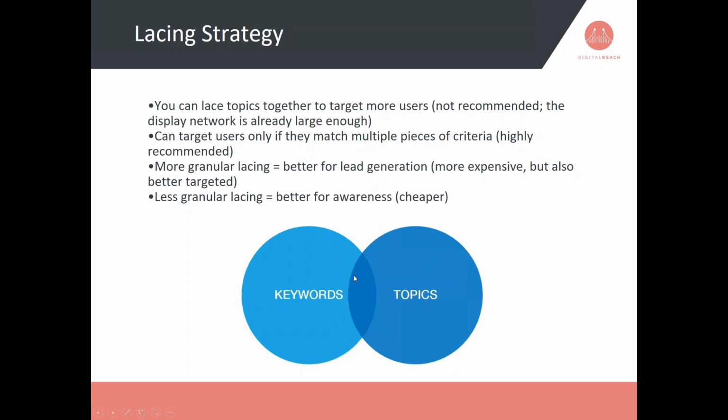You remember when I said that the display network is like the universe? So in order to narrow that down and try to get a much more focused list of users, I highly recommend lacing. Honestly, I don't even recommend going on the display network unless you're at least testing different lacing strategies. You can lace 2, 3, 4, 5, however many different audiences you want together. The more that you lace together, the more granular it gets.